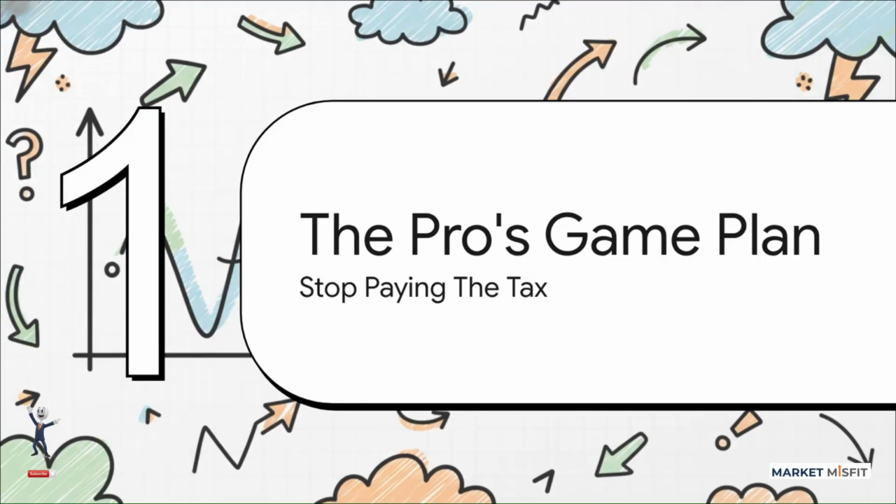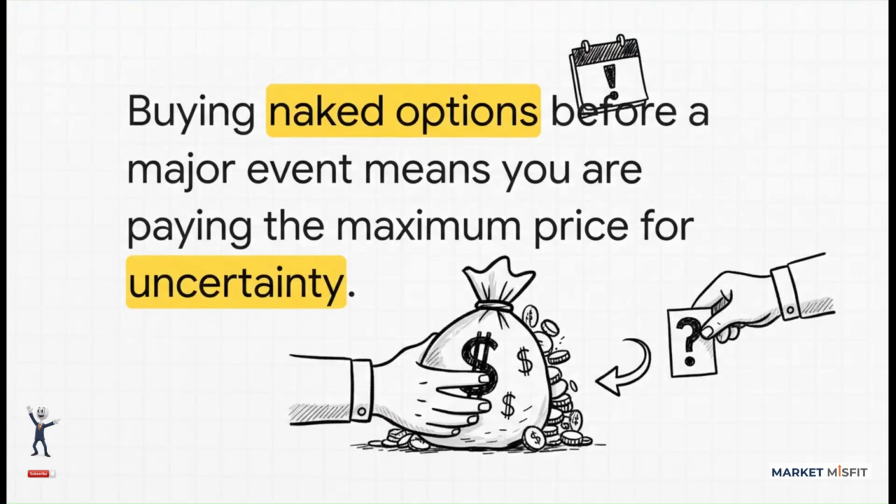Okay, so we've identified the traps, we see the minefield. Now let's talk about the solution. How do you stop paying this ridiculous attention tax and actually start trading like the house? Let's just be really clear about this. The common retail strategy of buying a simple call or a simple put right before a big announcement, it is structurally flawed. You are maximizing your cost basis at the exact moment when implied volatility, the attention tax, is at its absolute highest. You are literally setting yourself up to fail from the start.